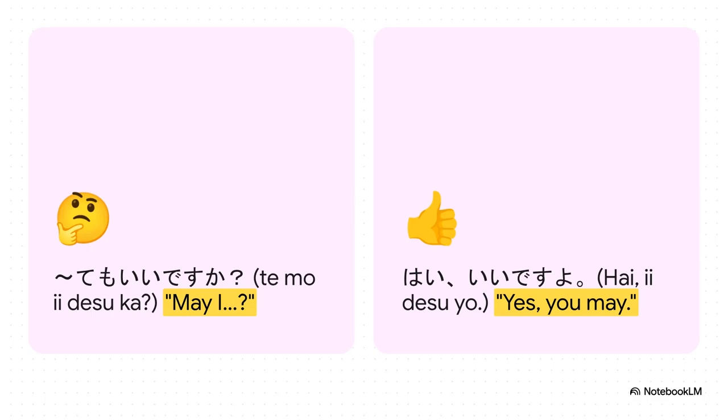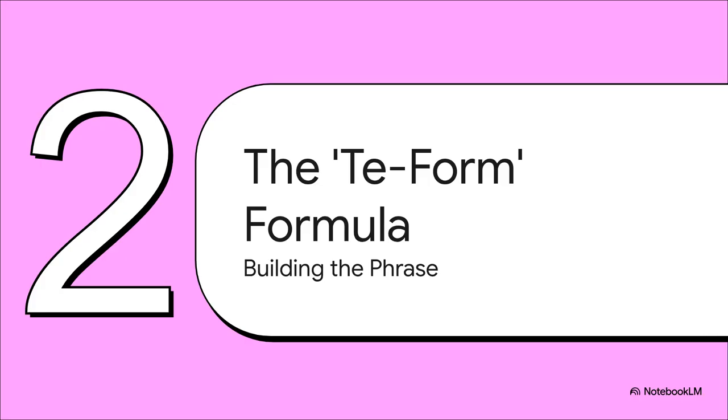Now, what's awesome is how incredibly simple it is to turn this into a question. All you do is add the little question marker, ka, to the end, so it becomes "something mo ii desu ka? May I?" And a simple positive answer is just "hai, ii desu yo," which is like saying, "Yep, that's fine," or "Sure, go ahead." Easy, right?